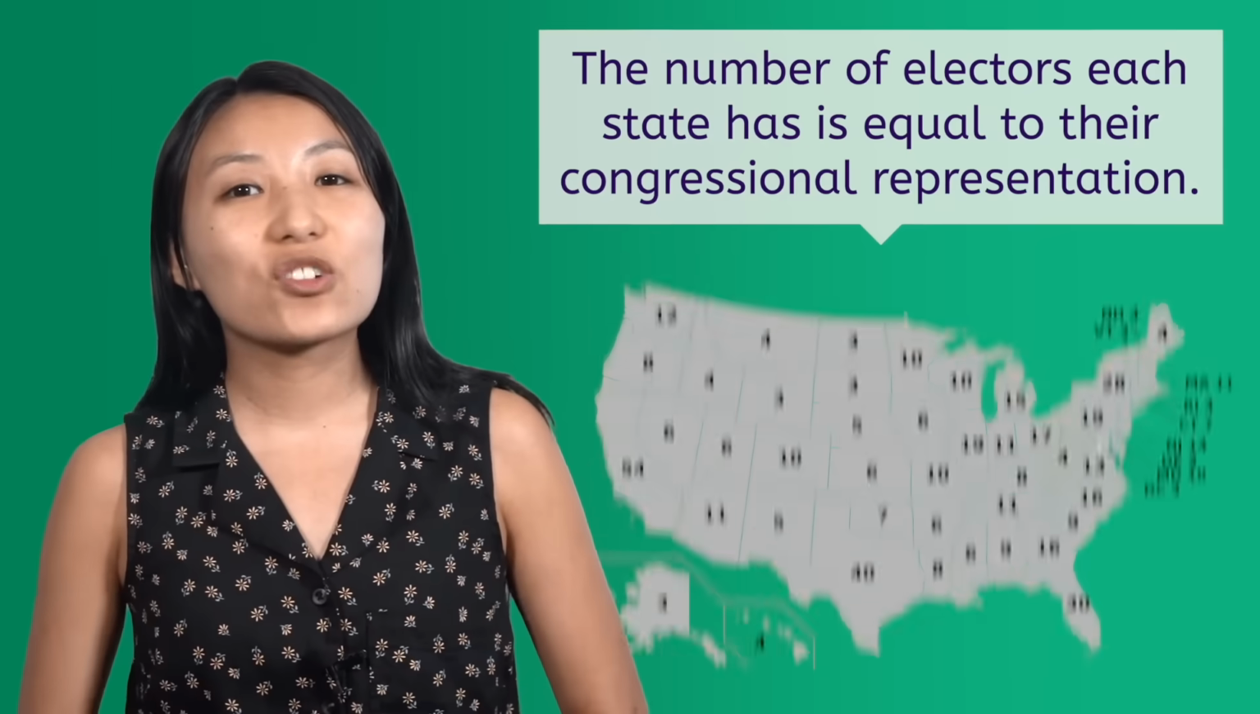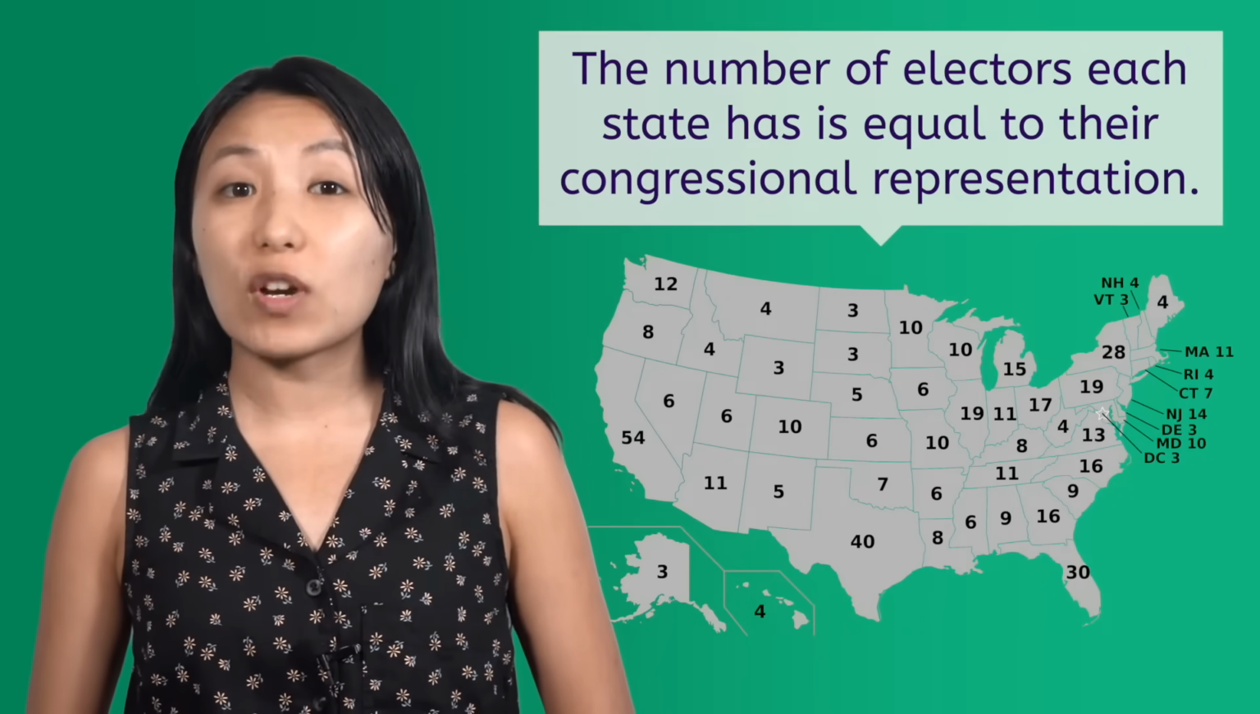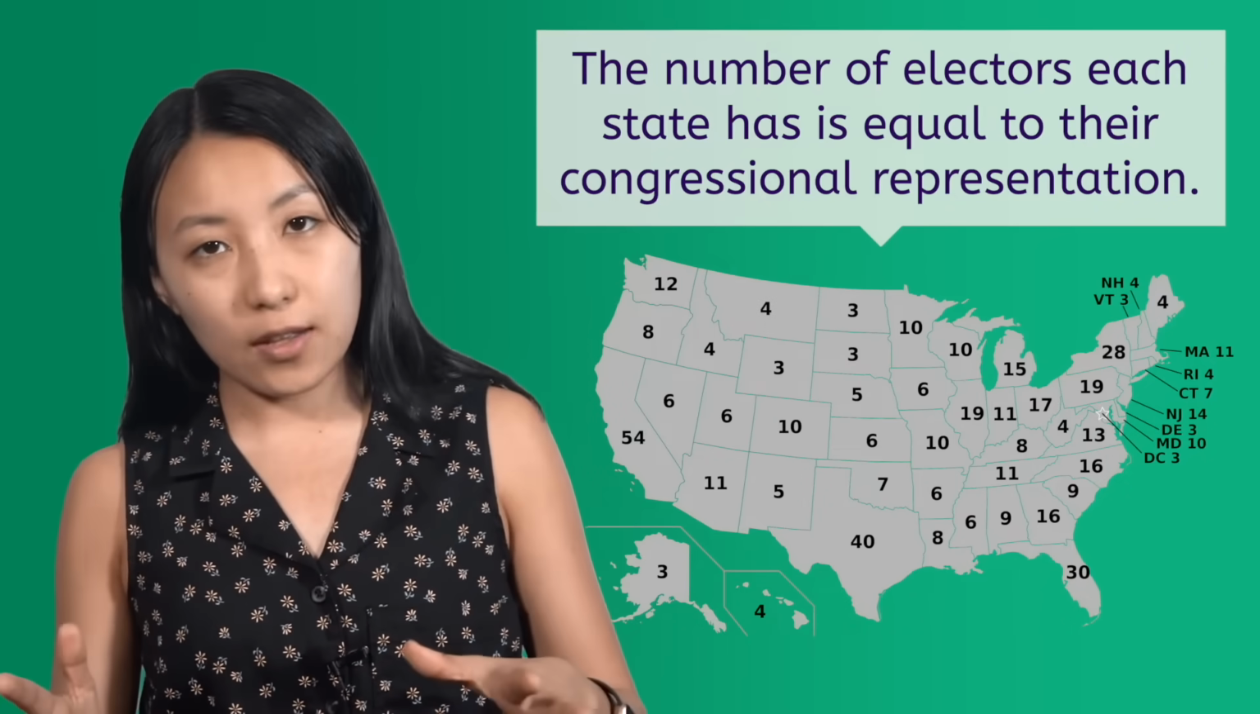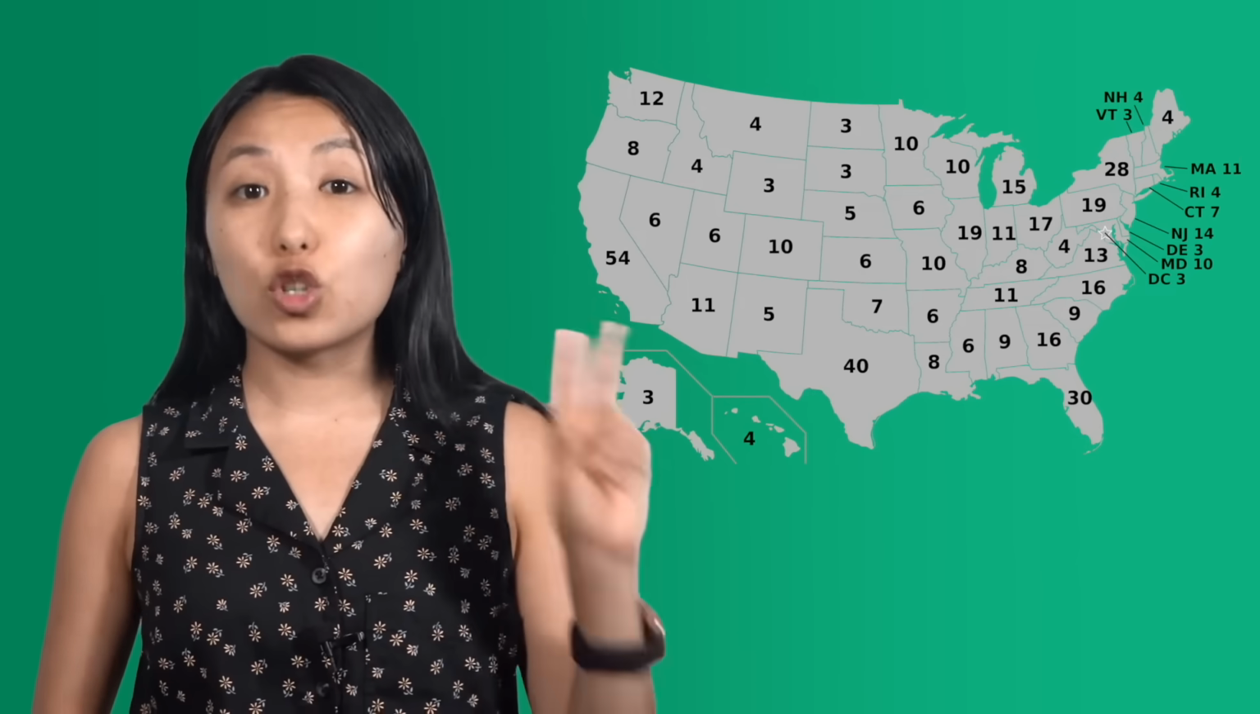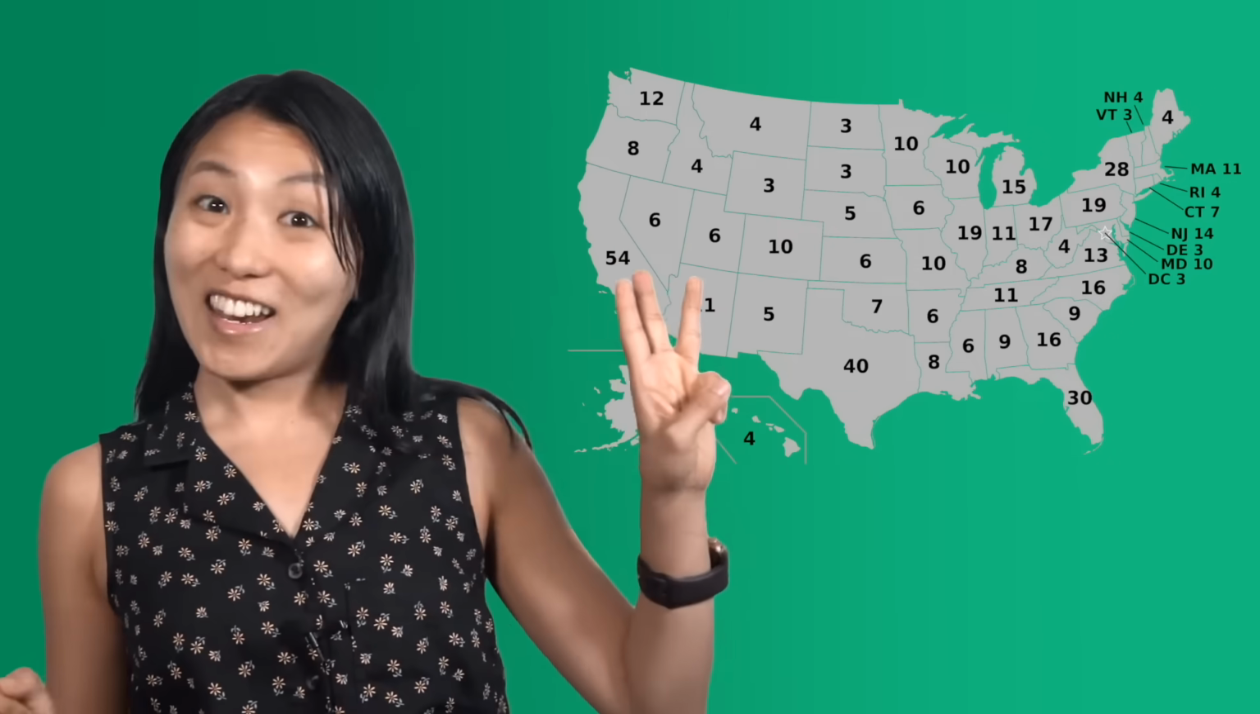The number of electors each state has is equal to their congressional representation. In other words, if a state has 2 senators, and all do, plus 1 representative, it will get 3 electoral votes. Most states have more than 2 representatives, so they'll get more votes. And remember, this is all determined by the state population.